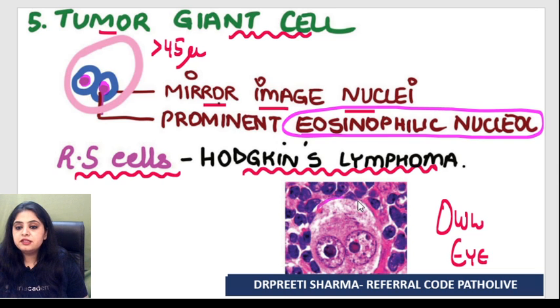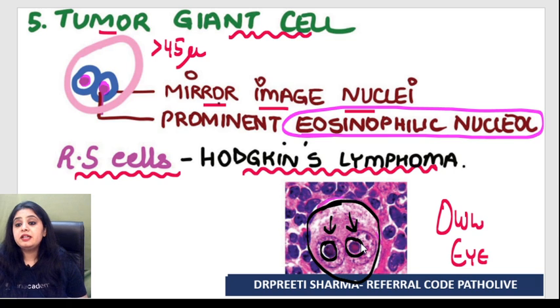So have a look at this. See this huge cell over here. This is the giant cell. Then if you see the nuclei, they are carbon copies, mirror images, and then they have these pink color inclusions, pink color eyes. That's a Reed-Sternberg cell.